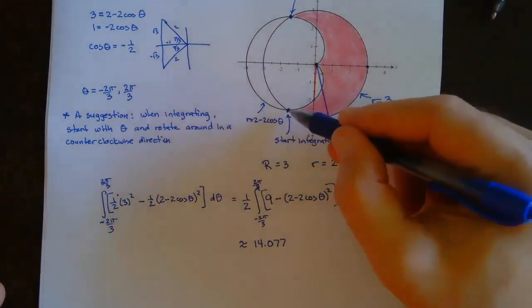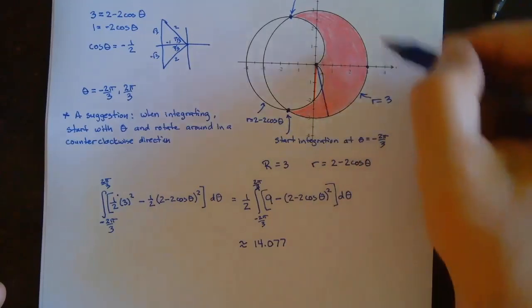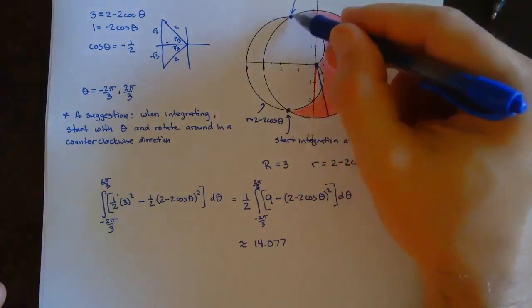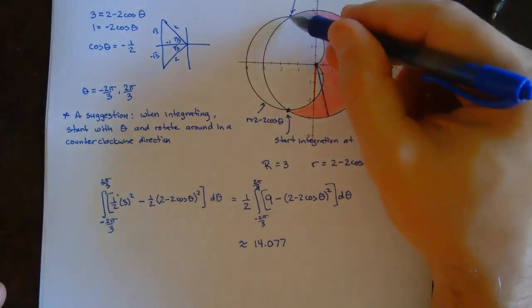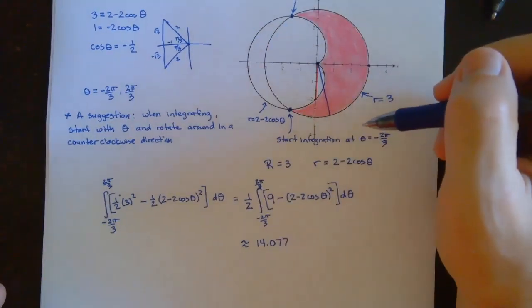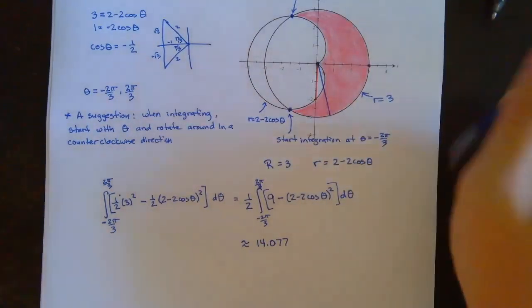You could start with a positive angle, but then this would have to be 4 pi over 3. If you started here and got a bigger angle, this angle is going to have to be bigger. So if you started with 4 pi over 3, this is going to have to be 8 pi over 3. The difference between these is always going to be 4 pi over 3. Okay, I'm going to shut up now.